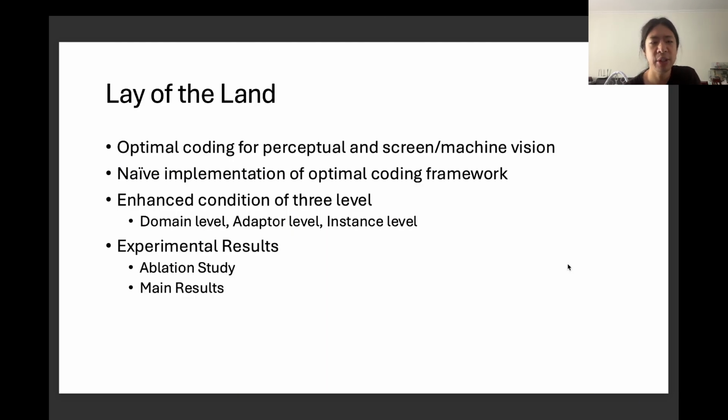So we'll be discussing several ideas mainly. The first one is the optimum coding principle for perceptual and screen or machine vision. The second one is how to achieve a really naive implementation of this optimum coding framework. And we'll discuss our enhancement of the framework on three levels: the domain level, adapter level, and instance level. We'll also be presenting our experimental results.